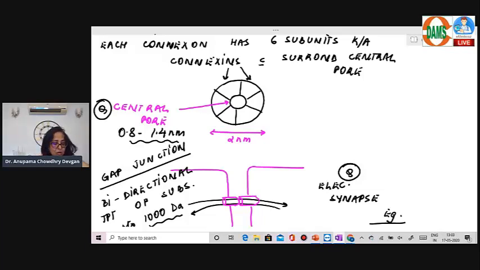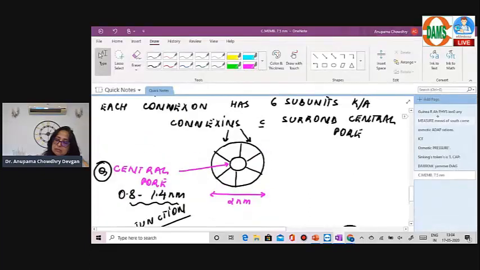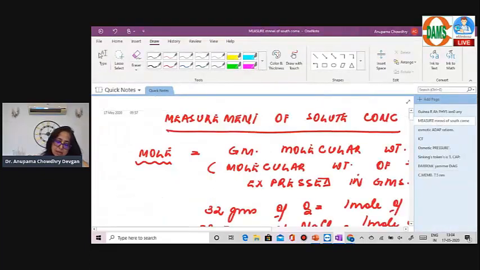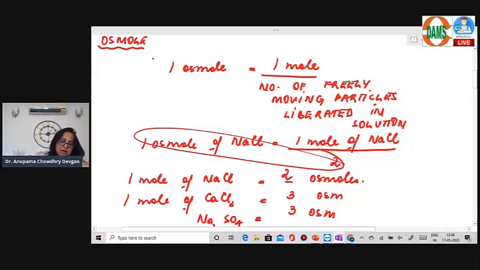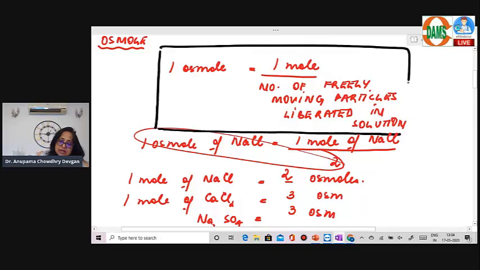Okay? Osmol concept. Yes, I'll just show it to you. All right. The osmol concept: 1 osmol is 1 mole divided by the number of freely moving particles liberated in solution. 1 osmol is equal to 1 mole. But I've asked you that 1 mole will be equal to how many osmoles? Reverse. In that case, you have to see the number of freely moving particles. So the number of osmoles will be equal to the number of freely moving particles.